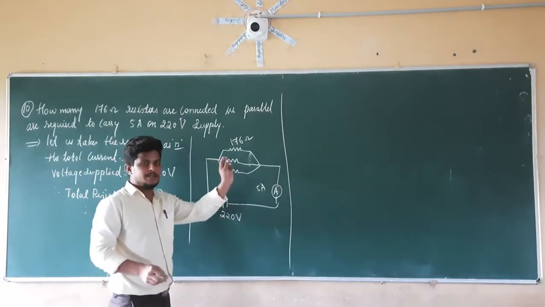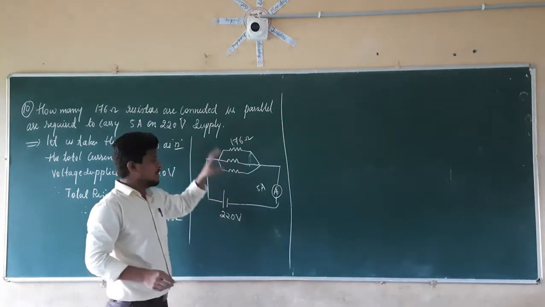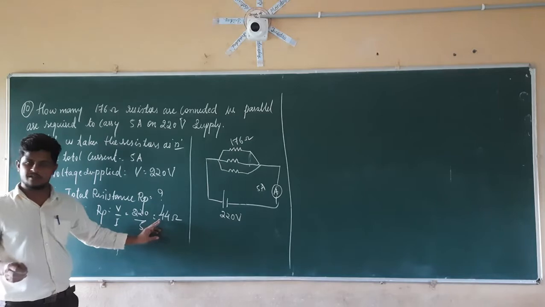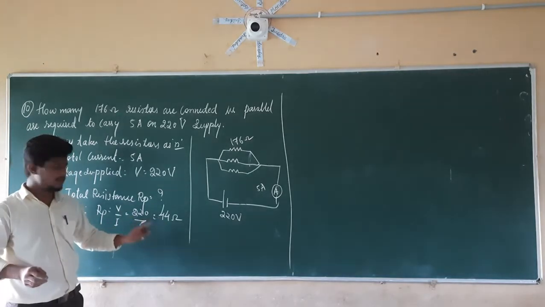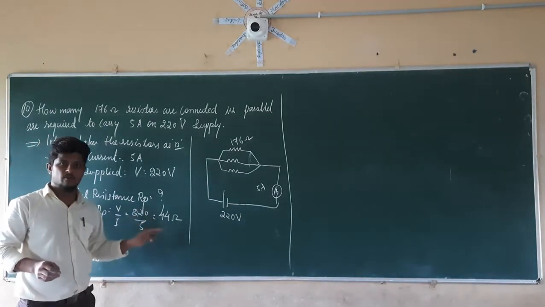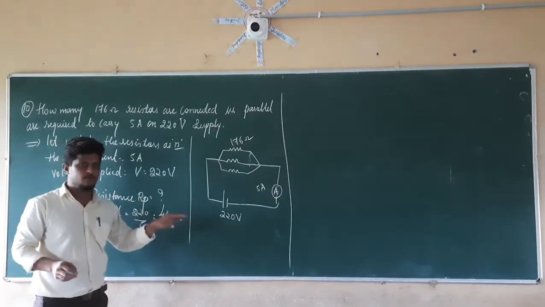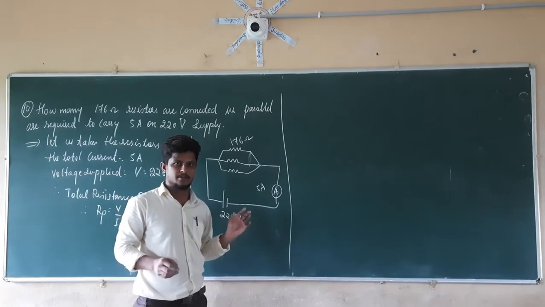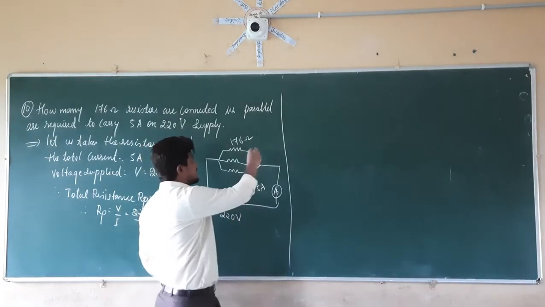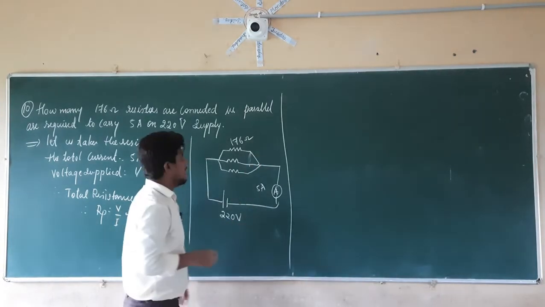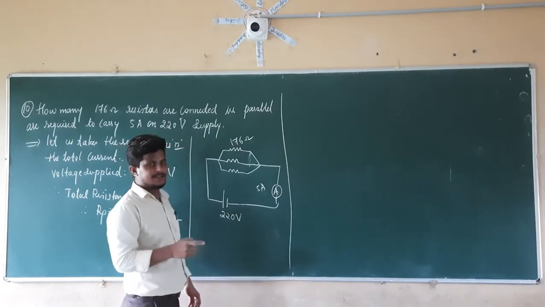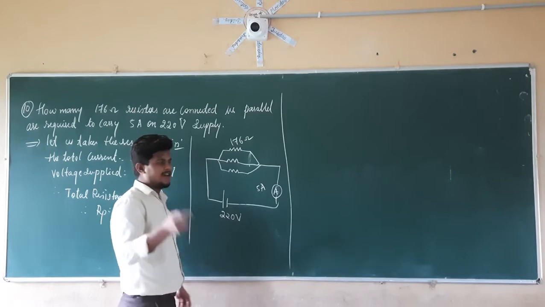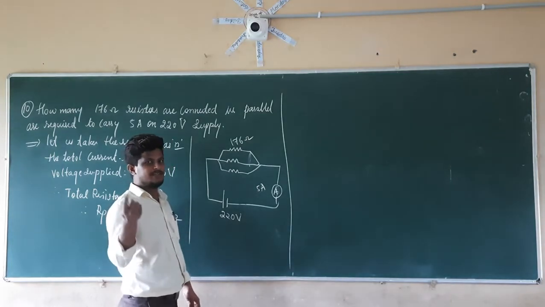So however many resistors are connected in parallel, they are giving the total resistance as 44 ohms. The total resistance is equal to 44 ohms and the total current is equal to 5 amperes. The effective resistance here is 44 ohms, and the resistance of a single resistor is given as 176 ohms, and all the resistors have the same resistance, that is 176 ohms.